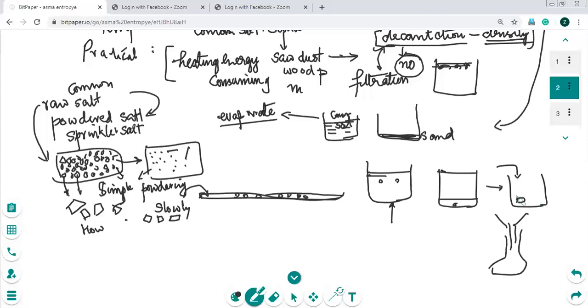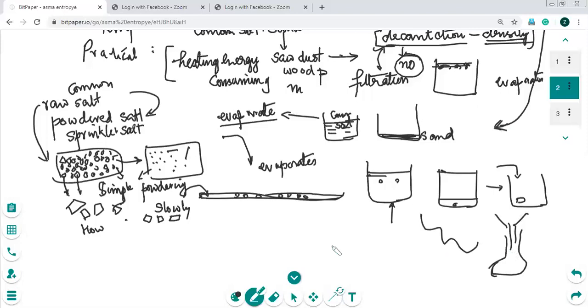Now tell me, here you have used evaporation. Here you have used evaporation. What technique have you used here? What does sunlight do? It evaporates. What we have done here is also evaporation. But what's the difference here?